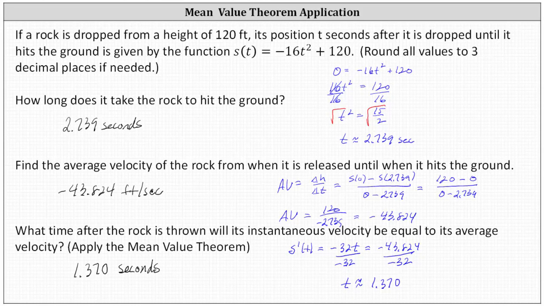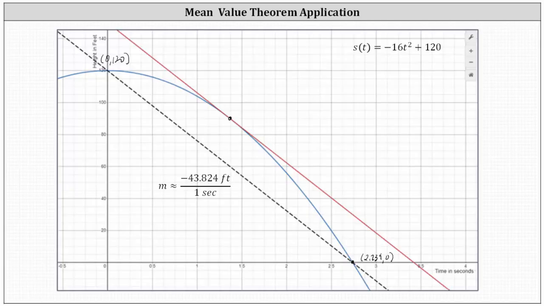And again, let's go back and look at this graphically. We just found the value of t for this point here, which is the point of tangency to the function s of t, where the slope of the tangent line is equal to the slope of the secant line, meaning the instantaneous velocity at this time, where t is approximately 1.370 seconds, the instantaneous velocity, which is the slope of the tangent line, is equal to the average velocity over the time interval from t equals 0 to 2.739, which is also the slope of the secant line.